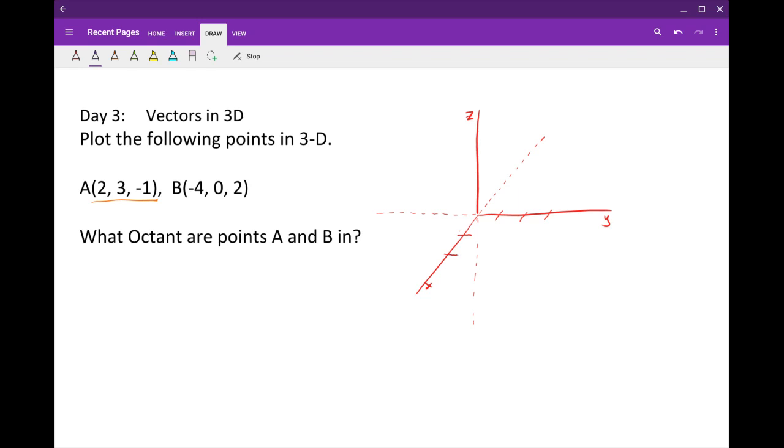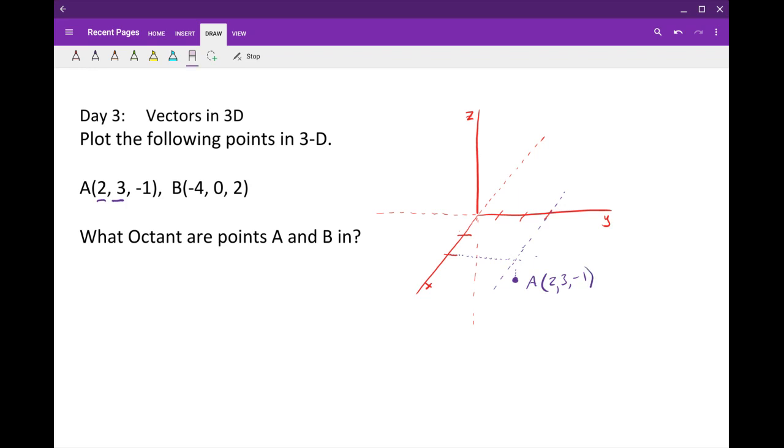And now what I'm going to do is I'm going to sort of make a dotted line coming out here at 2, a dotted line out here at 3, and right there, the intersection of those two is point 2, 3, right? 2, 3. And now, basically, what we want to do is we want to go 1 unit below that to right there, okay? So I'll erase this point. And basically, our point A is 2, 3, -1, okay?